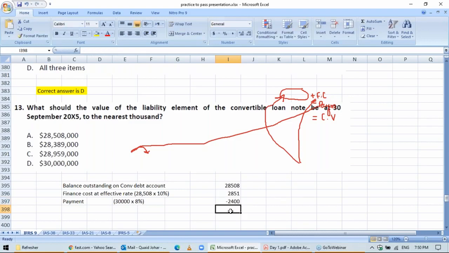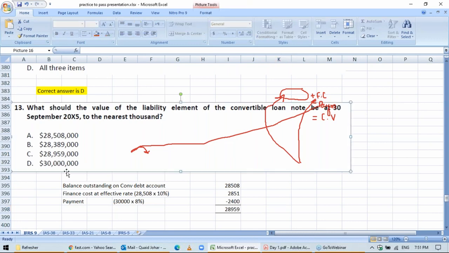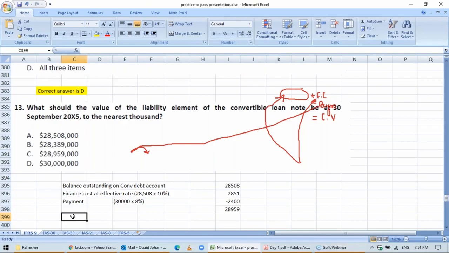So the liability for interest is 2851 and the company makes a payment of 2400 only. So this results in 28,959. This is the correct answer. 28,959 is option number C. Correct answer is option number C, $28,959,000.